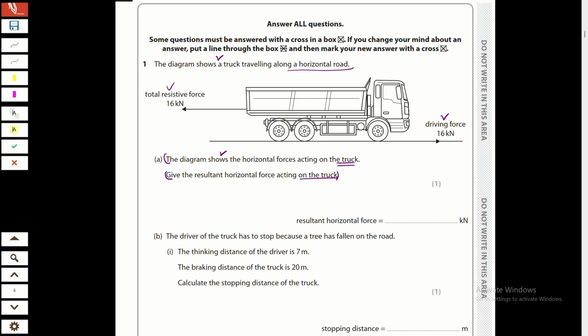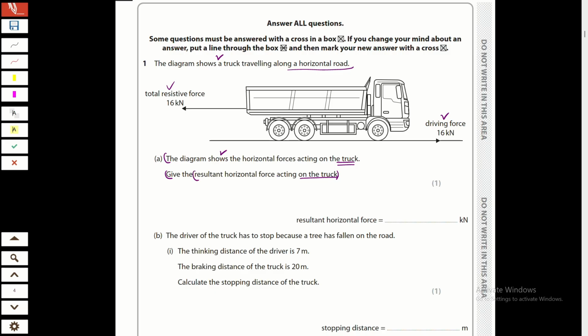Okay, so what does resultant horizontal force mean? Resultant horizontal force means the vector sum of the horizontal forces acting on the truck. So when we say vector sum, what do we actually mean? Vector sum actually means that when we are adding the forces, we will have to consider the direction as well.